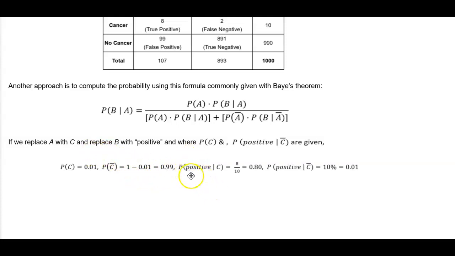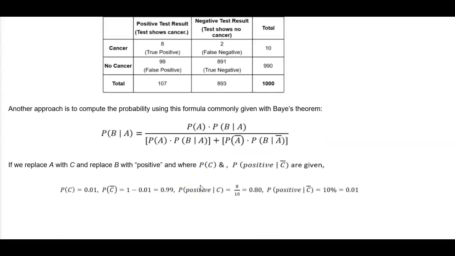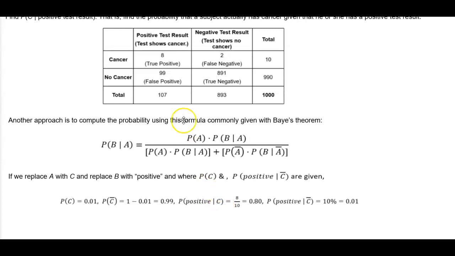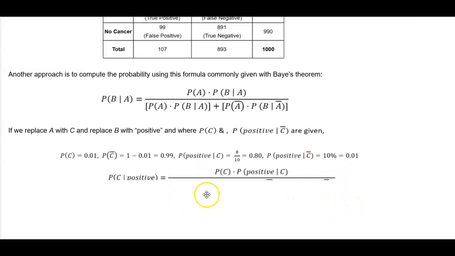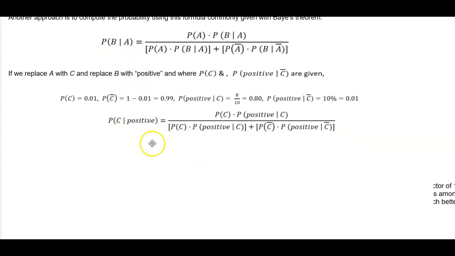Now, the probability of having a positive cancer test, given that you have cancer, is 8 out of 10, which is 80%, 0.80. And the probability of having a positive result, provided that you do not have cancer, is going to be 10%, which is equal to 0.10. So we're going to plug those values into the formula. So here's our formula. We replaced B with C and replaced A with positive.